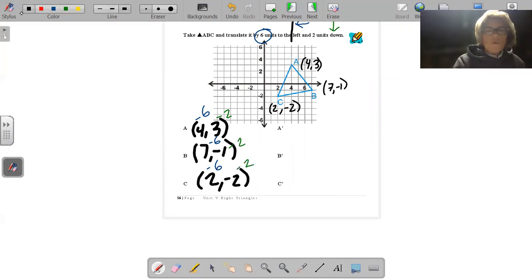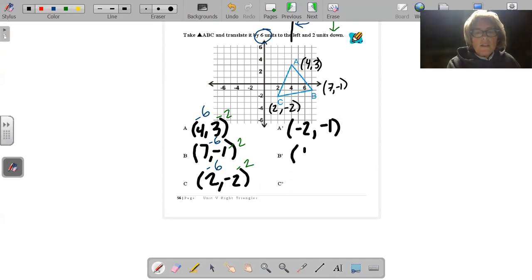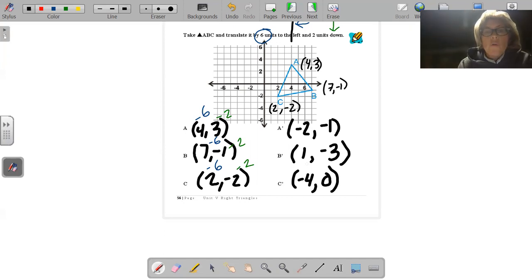Let's get our new coordinates. 4 minus 6 is -2. 3 minus 2 is 1. And that's called A with the tick mark, called A prime. 7 minus 6 is +1. -1 minus 2 is -3. 2 minus 6 is -4. -2 minus 2 is -4. Now we graph those.